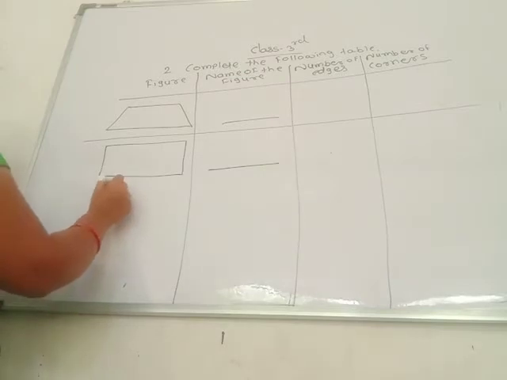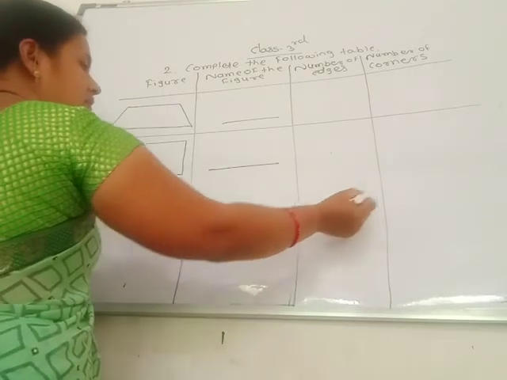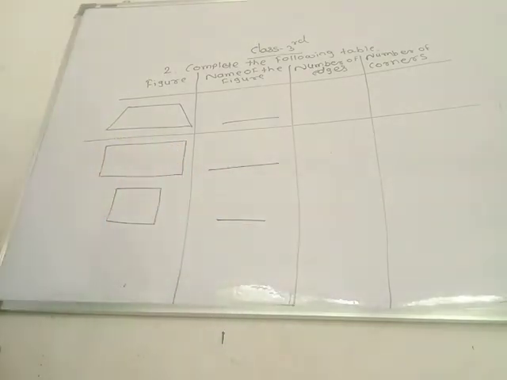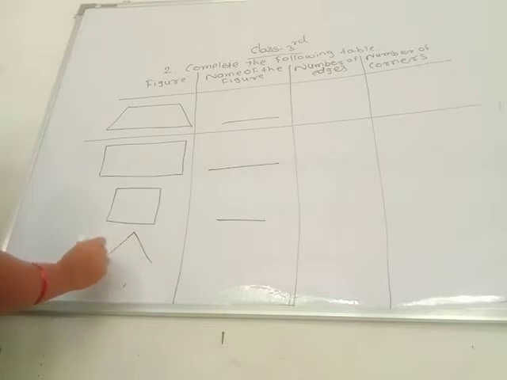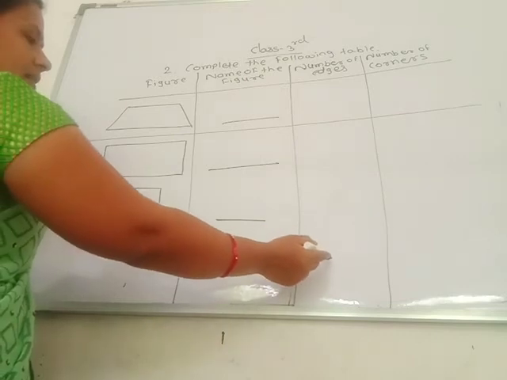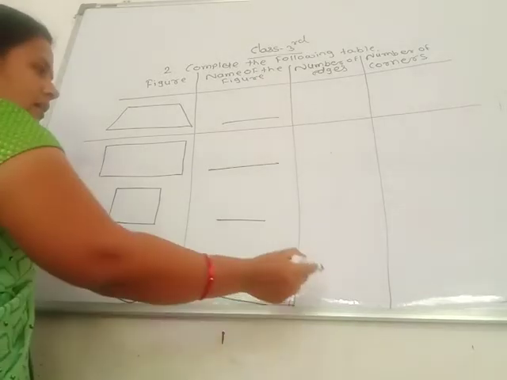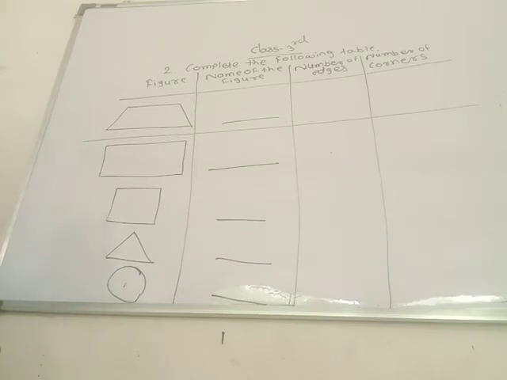Then next one, square. Here write the name square. Number of edges 4, number of corners 4. Then next one figure, you draw here a triangle. Then you write here the name triangle. Here number of edges 3, number of corners 3. Then last one, circle. Number of edges 0, no edges and no corners, means number of edges 0 and number of corners also 0.